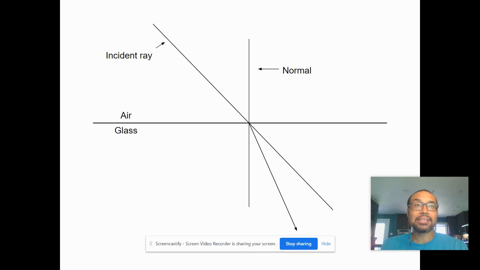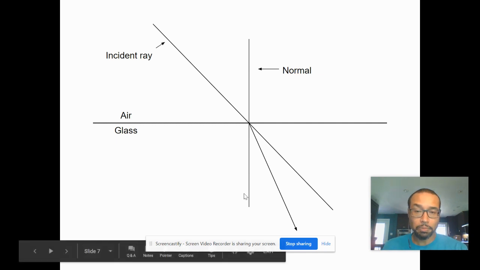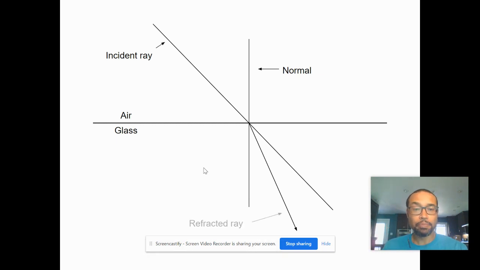Glass, there are many types of glass. If this was a particularly dense type of glass, it might bend more. It would bend more towards the normal. If it was something like diamond, it would bend severely towards that normal. And now we have that refracted ray. So the incoming ray is called the incident ray. The ray that passes through and bends is called the refracted ray.